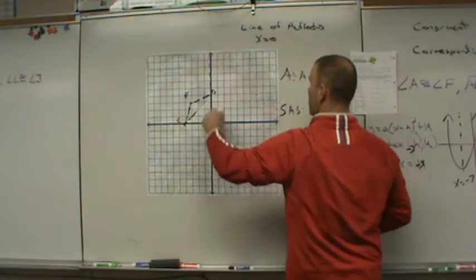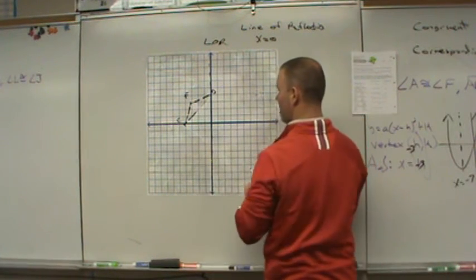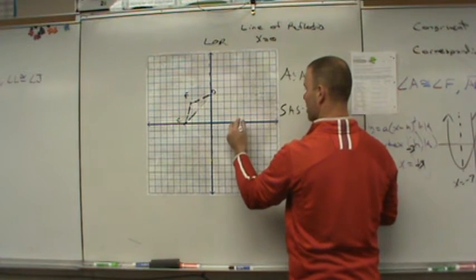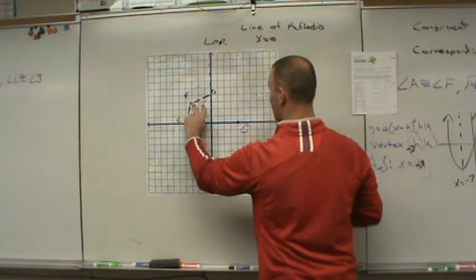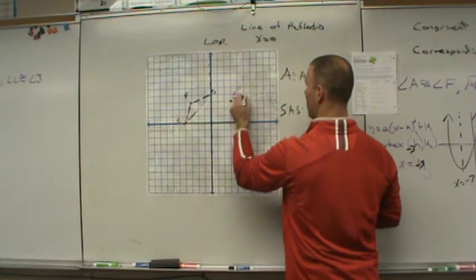So if x equals 0 is my line of reflection, just reflect the points. C is 4 units to the right, so go 4 units to the left. There is C double prime. E is 3 units to the right. 1, 2, 3, 3 units to the left. There is E double prime.